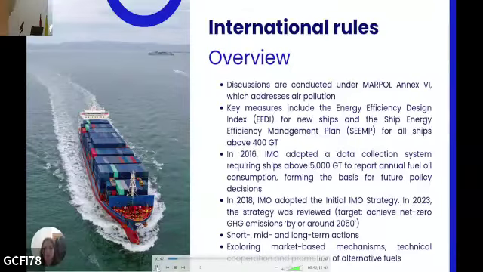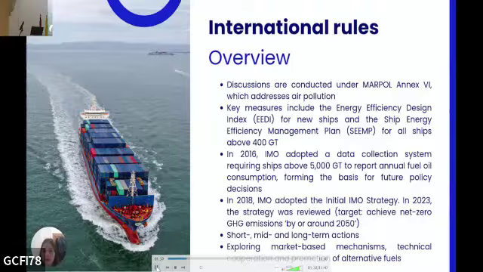Thinking about the international rules, decarbonization in international shipping is primarily discussed under MARPOL Annex 6, which regulates air pollution from ships, so at the International Maritime Organization. They already adopted key measures, including the Energy Efficiency Design Index for new ships and the Ship Energy Efficiency Management Plan for all ships above 400 gross tonnage. And since 2016, ships above 5,000 gross tonnage have also been required to report their annual fuel consumption, creating a data foundation for future policies.